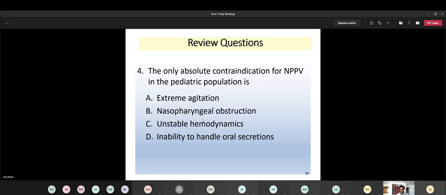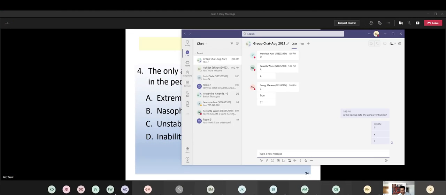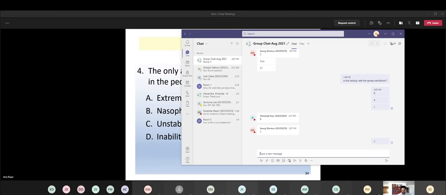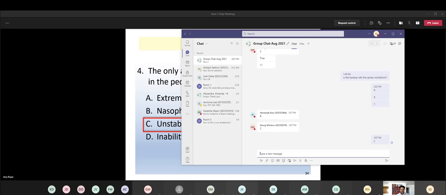Well, we're looking for an absolute contraindication. So under no circumstances would you ever want to set up BiPAP if, yeah, the hemodynamics. Again, this is positive pressure. If they already have poor blood pressure and poor cardiac output to begin with, you can imagine what's going to happen if you're now applying even more pressure inside of the thorax.